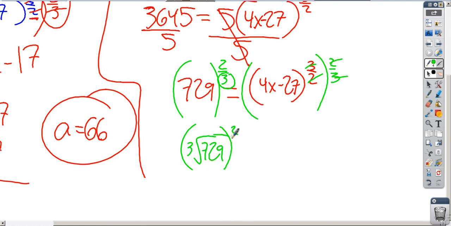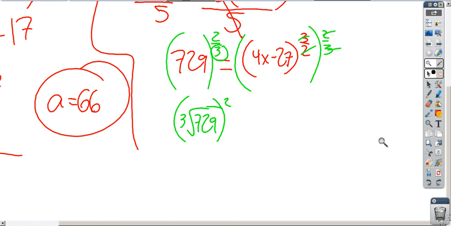The 729 to the second power is 531,441. That's a huge, huge number, especially if you don't have a calculator. You won't have to do that. So this is just 4x minus 27. So the cube root of 729 is 9. And then we square that to get 81.